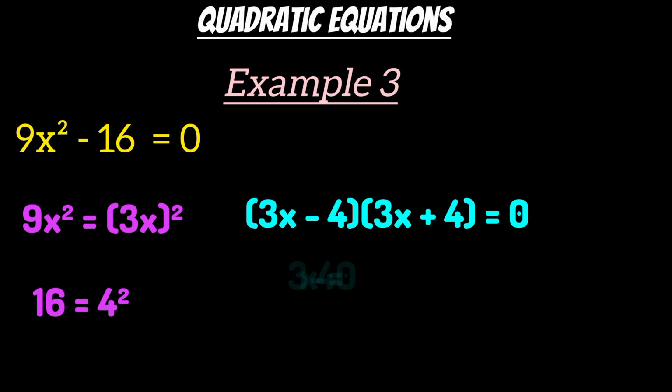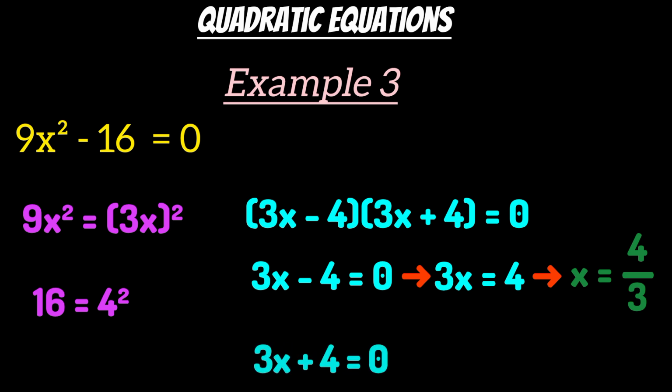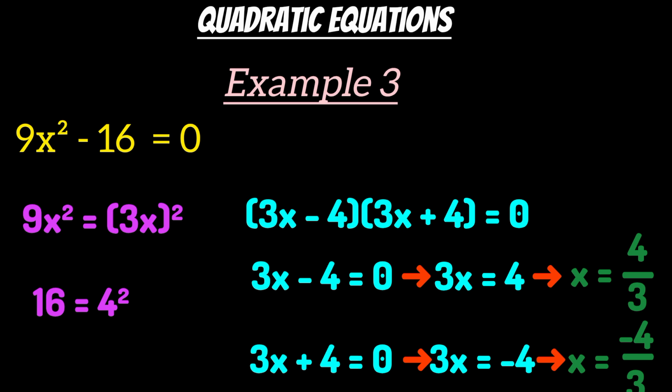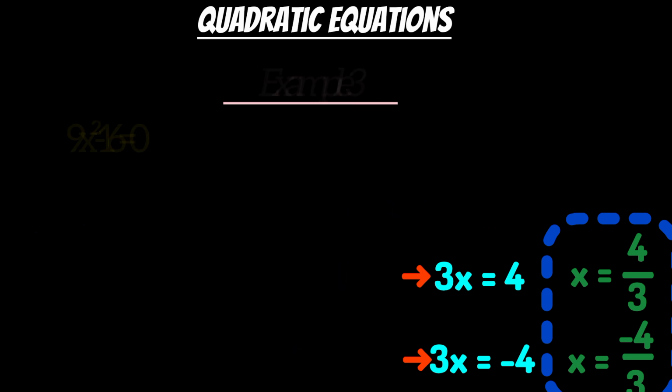Then we solve each factor separately and we begin with 3x minus 4 is equal to 0. We take negative 4 to the right and we shall have 3x is equal to 4. Dividing both sides by 3, we get x as 4 over 3. Then 3x plus 4 is also equal to 0. We take positive 4 to the right and it will become negative 4. Dividing both sides by 3, we get x as negative 4 over 3. So our solutions are x is equal to 4 over 3 and x is equal to negative 4 over 3.